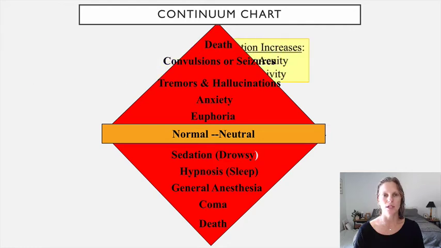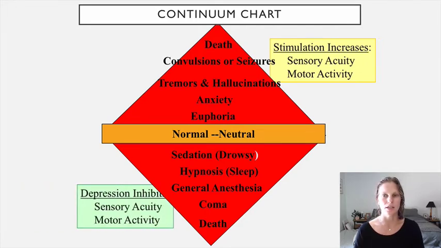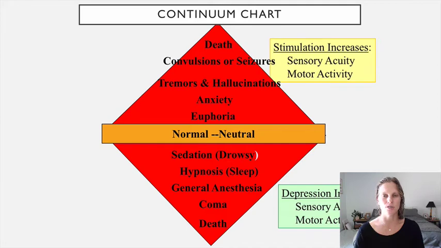So in a general sense, signs of stimulation generally show increases in both sensory acuity and motor activity. Signs of depression are going to include a decrease in both sensory acuity and motor activity.